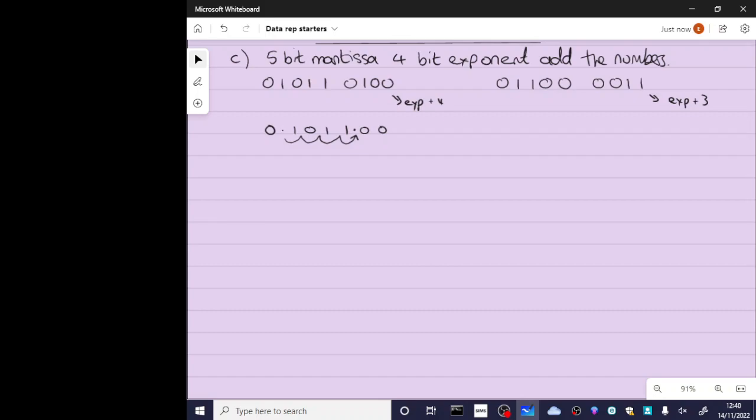Right, I don't need to work out what it is. So don't go down this route of working out what the decimal number is. I don't care. They want you to just keep it all in binary. So that's my first number.